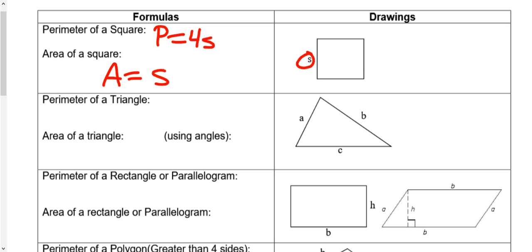equals whatever the side length is squared. So remember, square means to multiply it by itself. So for example, if the side is 4 units long, we do 4 squared, so the area of this square would be 16, for example.